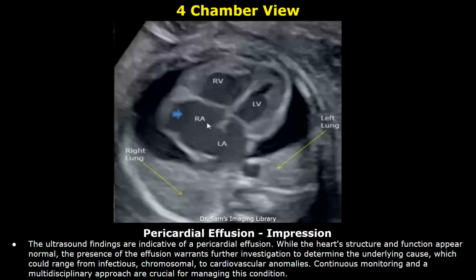This is the impression. The ultrasound findings are indicative of a pericardial effusion. While the heart structure and function appear normal, the presence of the effusion warrants further investigation to determine the underlying cause, which could range from infectious, chromosomal to cardiovascular anomalies. Continuous monitoring and a multidisciplinary approach are crucial for managing this condition.